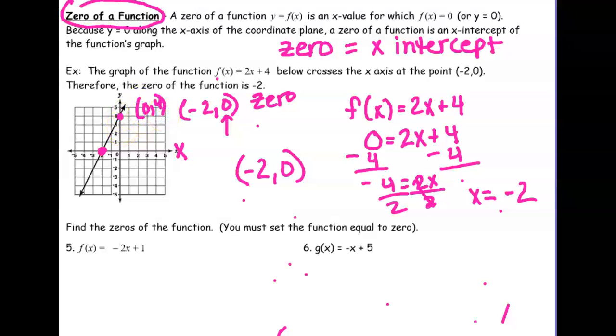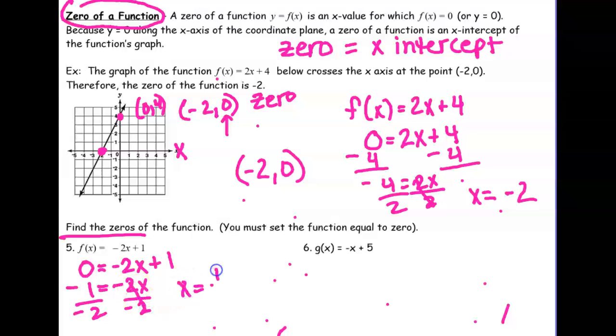All right, so when we do find the zeros of the function, again, we set the output to be 0, and we solve. We're just going to use the golden rule of algebra, bring the 1 to the other side, and then divide both sides by negative 2. So our x is equal to 1/2. The 0 of the function is 1/2, or we can list it as an ordered pair, 1/2, 0, because our output is always 0.